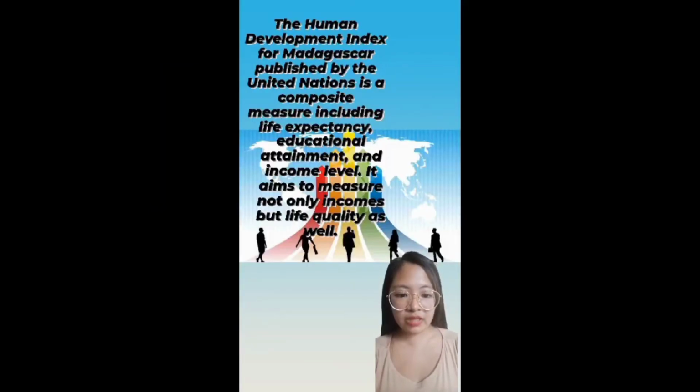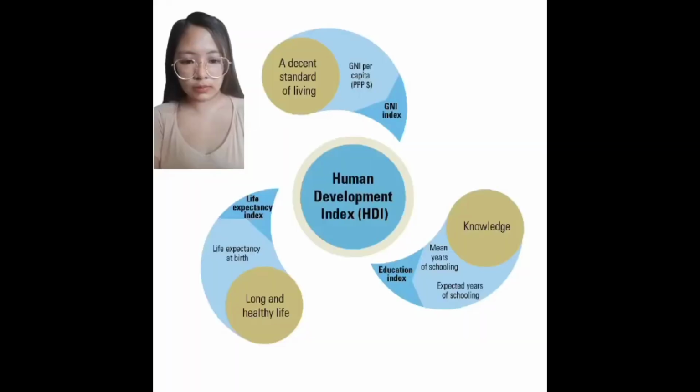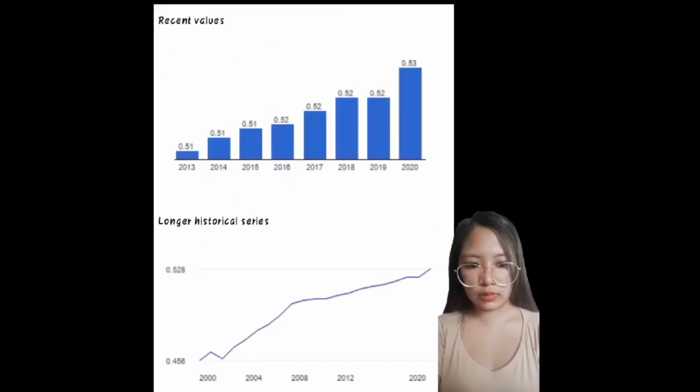The Human Development Index for Madagascar, published by the United Nations, is a composite measure including life expectancy, educational attainment, and income level. It aims to measure not only incomes but life quality as well. The Human Development Index, or HDI, measures 3 basic dimensions of human development. First is a long and healthy life, second is knowledge, and third is a decent standard of living. 4 indicators are used to calculate the index: life expectancy at birth, mean years of schooling, expected years of schooling, and gross national income per capita.